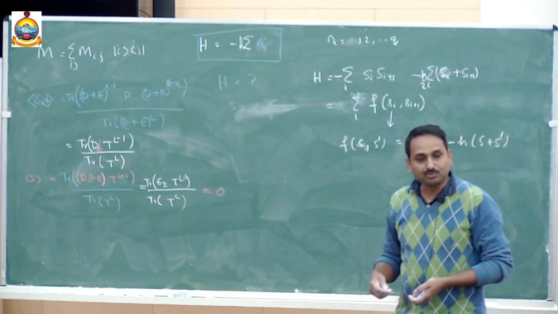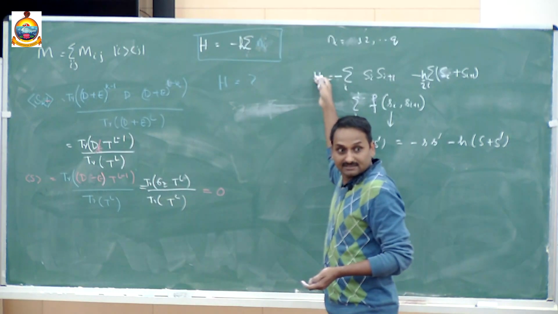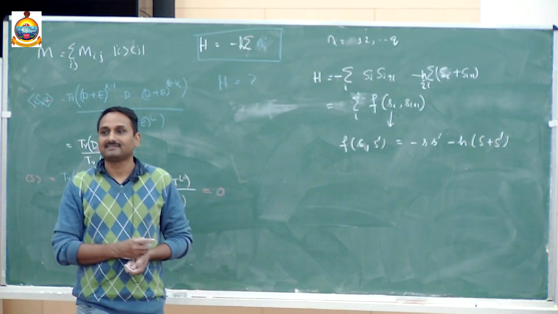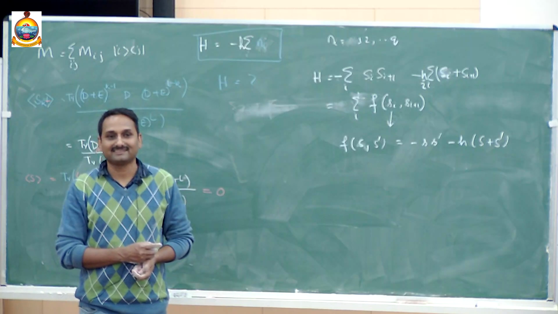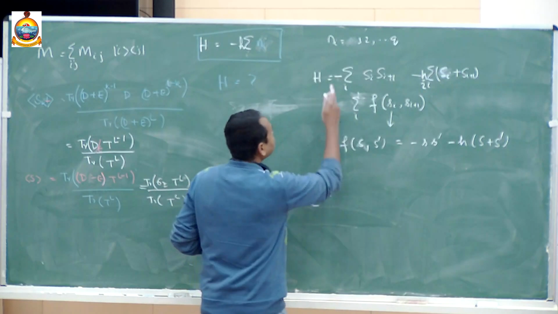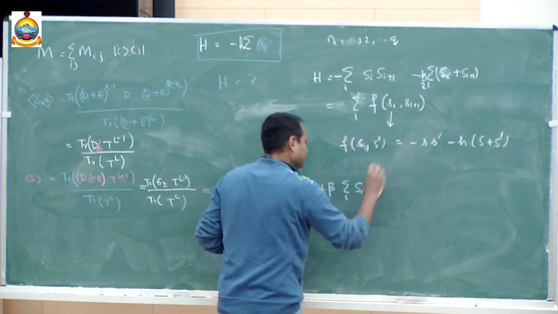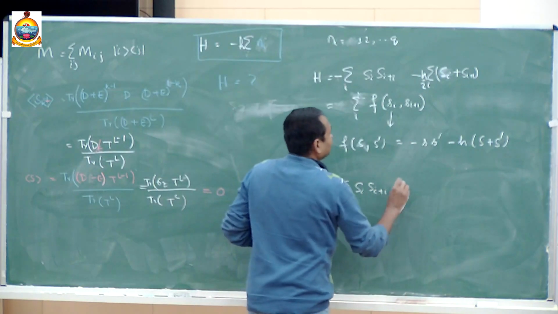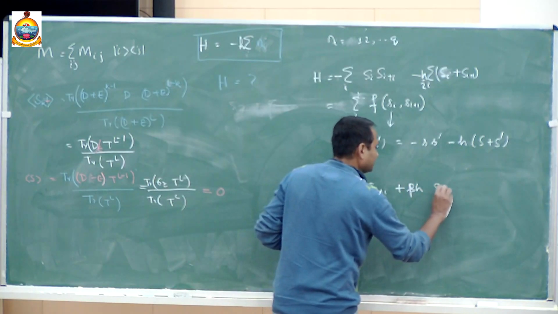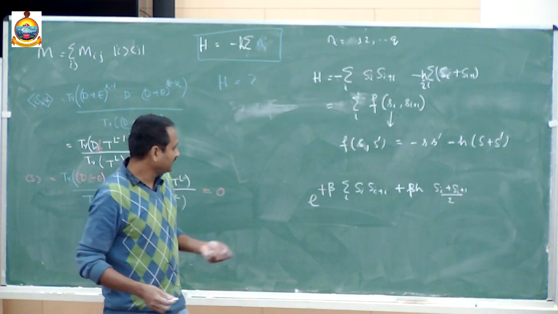Okay. But then when you put in the partition function, you get e to the power minus beta H. So all these minus signs will go, and you get plus beta times summation over i of S_i S_{i+1}, plus beta h times (S_i + S_{i+1})/2. Okay, so that's the term.